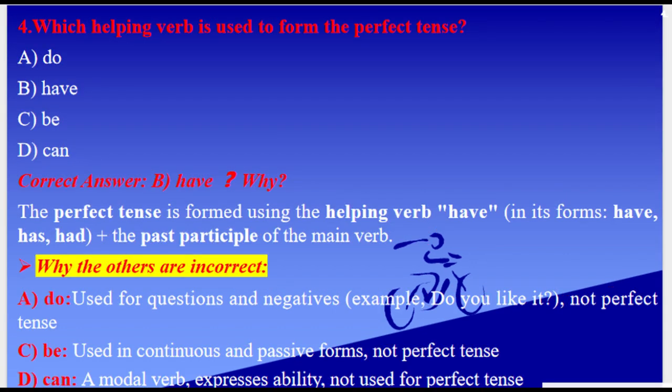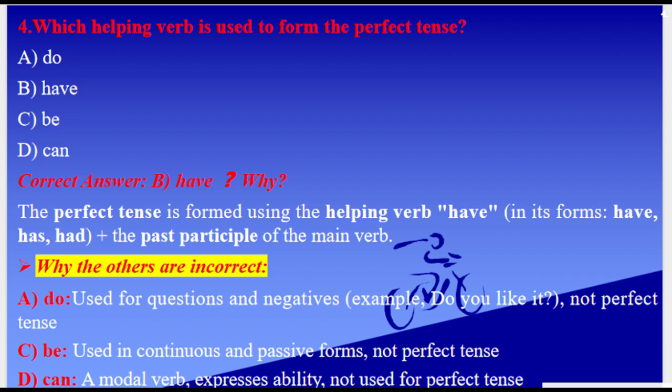Correct answer: B. Have. Why? The perfect tense is formed using the helping verb "have" in its forms, have, has, had, plus the past participle of the main verb. Why the others are incorrect. Do: used for questions and negatives. Example: Do you like it? Not perfect tense. Be: used in continuous and passive forms. Not perfect tense. Can: a modal verb, expresses ability, not used for perfect tense.